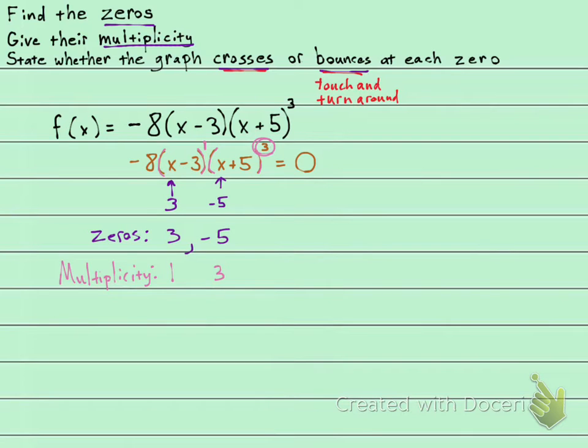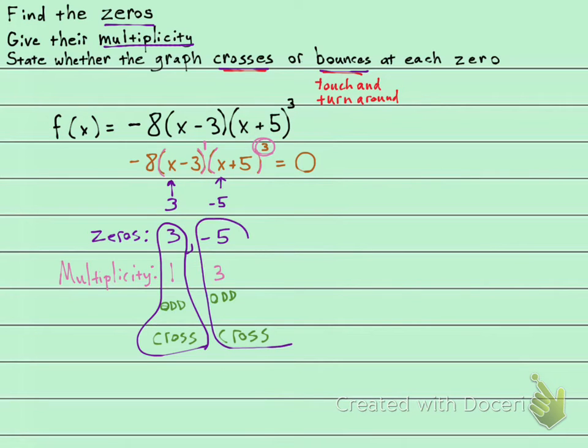Now what does that mean? Well, at 3, when x is 3, since the multiplicity is odd, this is going to cross. It's going to cross right through. And at -5, since the multiplicity is also odd, because 3 is an odd number, it is also going to cross through.